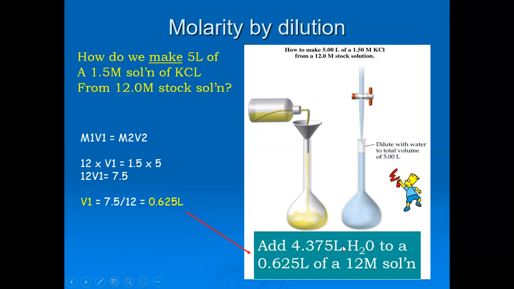So you have to add 4.375 liters of water to 0.625 liter of 12 molar solution, or in other words, just take 0.625 liter from the stock solution and dissolve it in a little amount of water, and then add water until the water in the 5 liter flask reaches up to the mark.